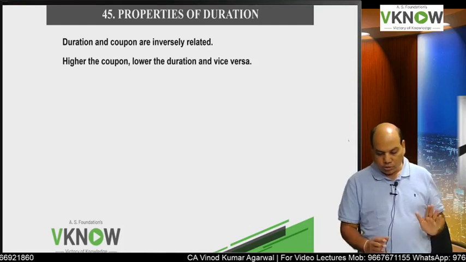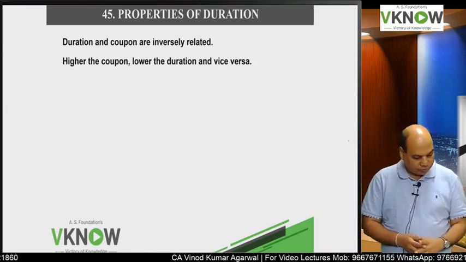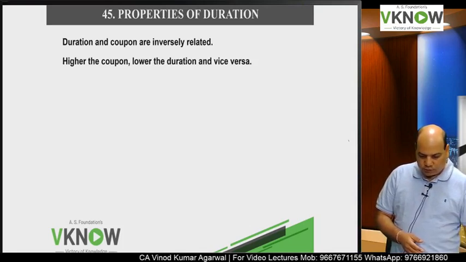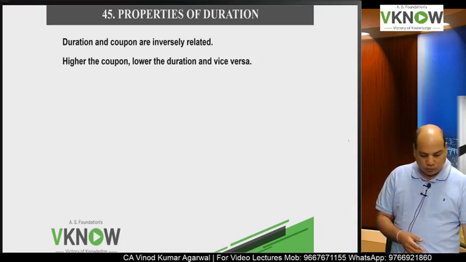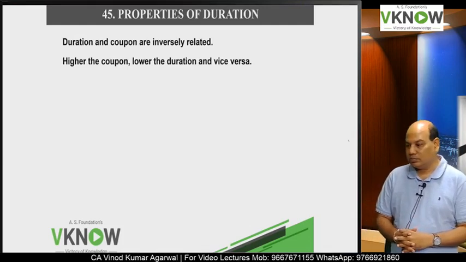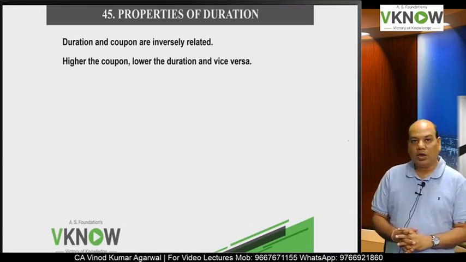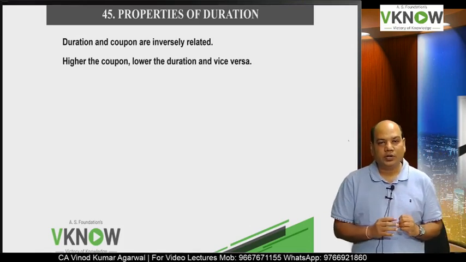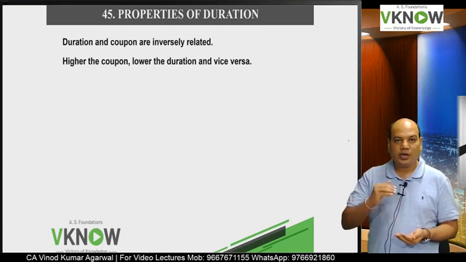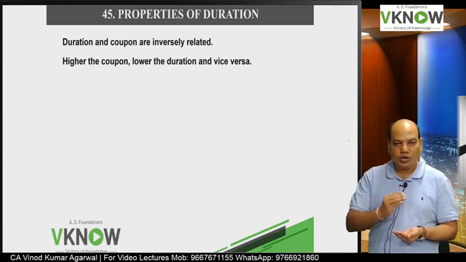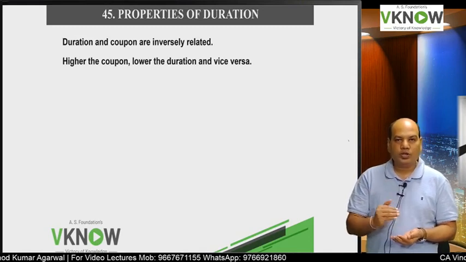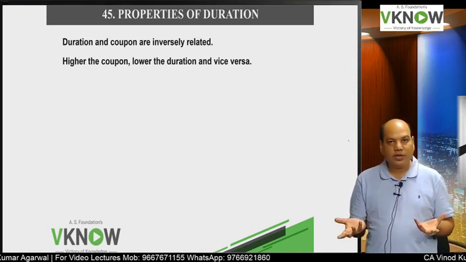Now we'll come to another property which is in your book, question number 45. Duration and coupon are inversely related. Sir, what does that mean? It means if coupon rate is high, duration will be low. If coupon rate is low, duration will be high. And it is very simple to understand.